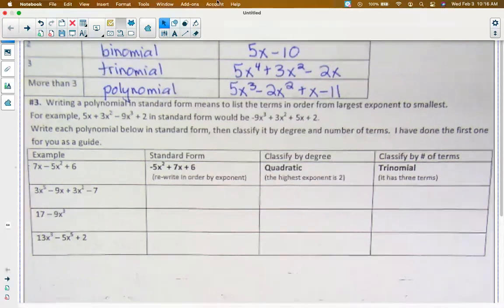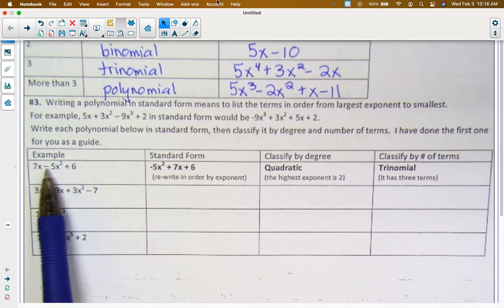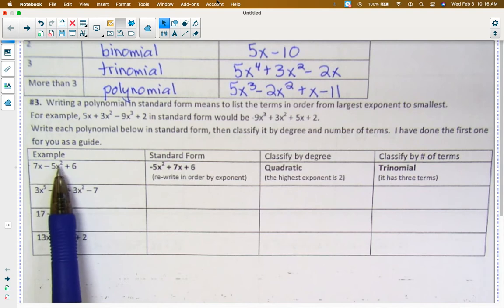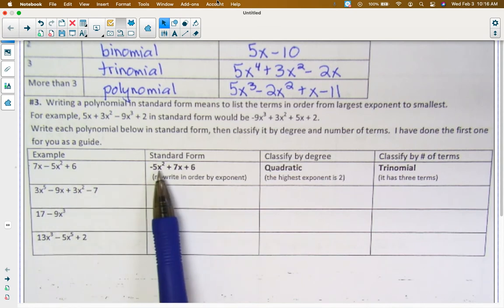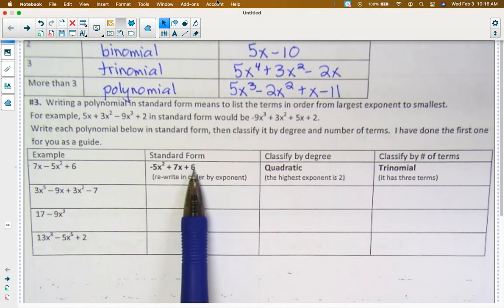Let me just talk through it. So it's not in order. You want it to go from the biggest exponent, which is x squared, then the next one, which is regular x, and then my number. So I've already written that in here: negative 5x squared plus 7x plus 6. We have to put it in standard form: biggest exponent and work your way all the way down.